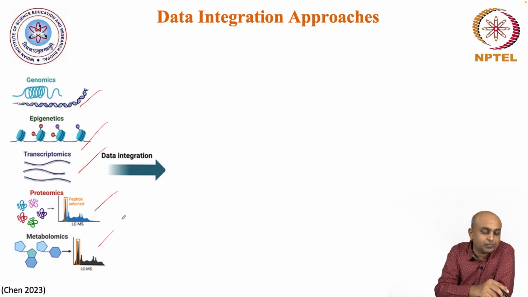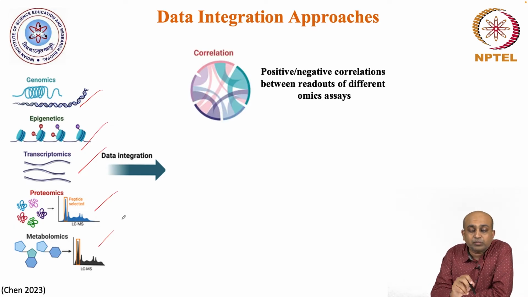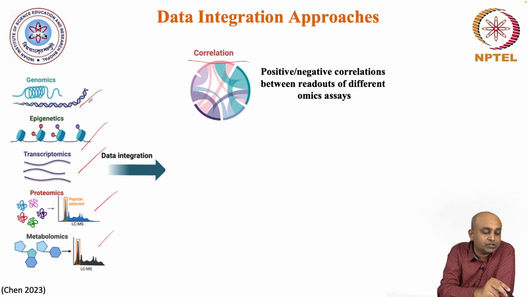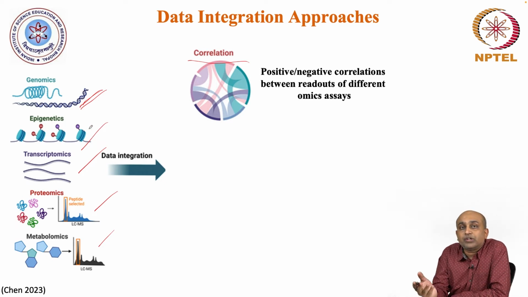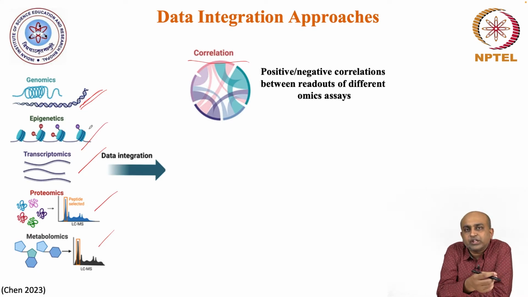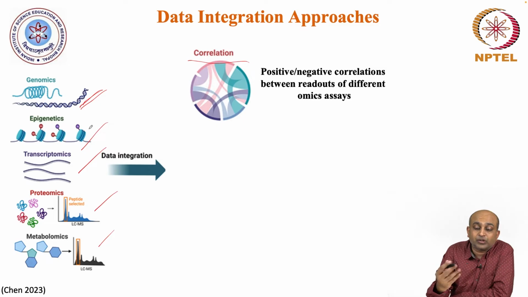For example, one very simple thing is you can just look for correlations. You can see if the genomic variation correlates with the epigenetic variation. Is there a positive correlation or a negative correlation? A positive correlation could be, okay, you have a certain SNP, then there is a certain epigenetic mark. Or you could have a negative correlation where you have a SNP in some place, and whenever you have that SNP, the epigenetic mark is missing. That would be a negative correlation.